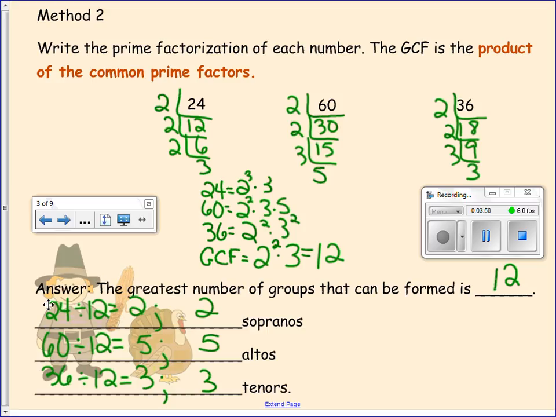So if you have a problem like this, you first of all do your prime factorization. Your totals, you need to list it just like this in order to be very organized with your work. Once you find out how many groups they're going to be into, then you can decide how many are in each group from that.